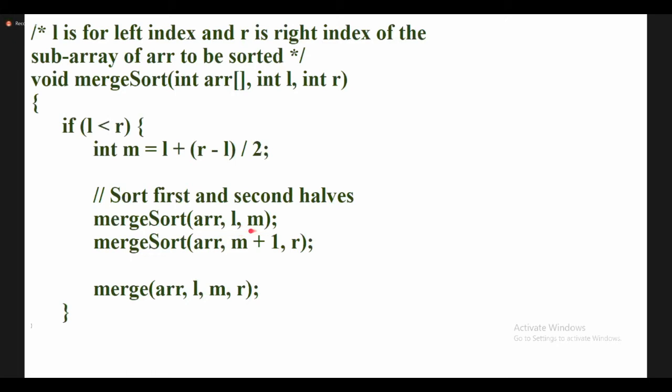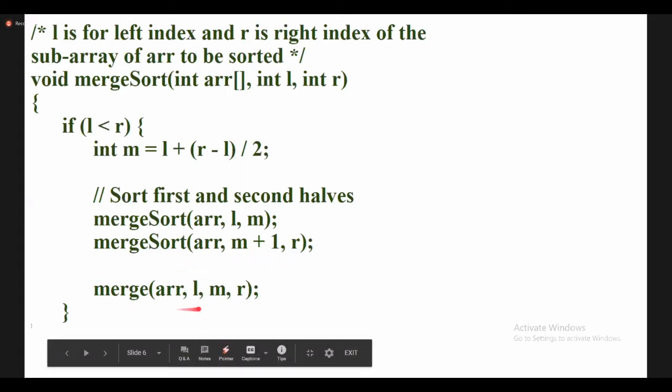I call the merge sort again. This merge sort function calls itself again. This is a recursive function. What are the arguments? Array name. In the algorithm, what is the first step? Call the first part with left index L and middle point M. The second part, merge sort array M plus 1, after the middle point element, and rightmost element R. After that, apply the merge of array L, M, R.